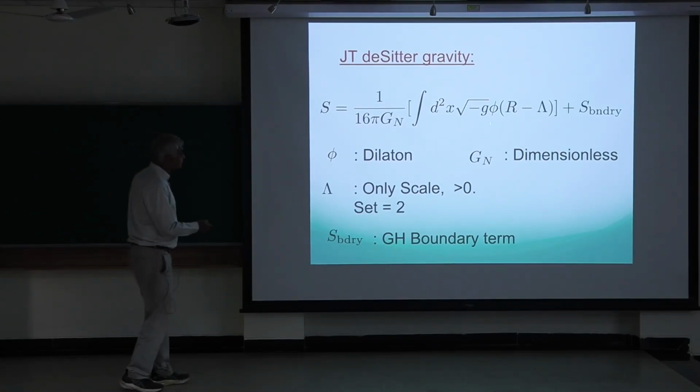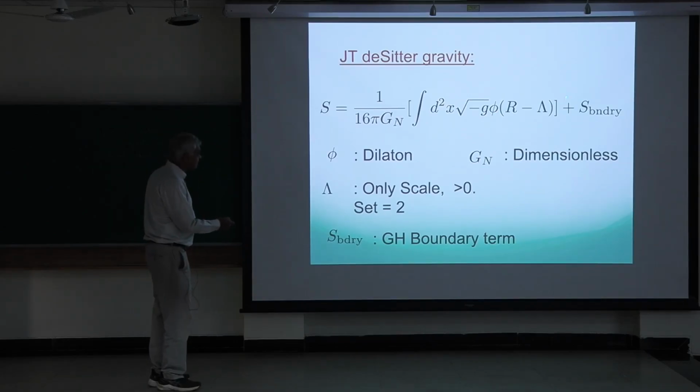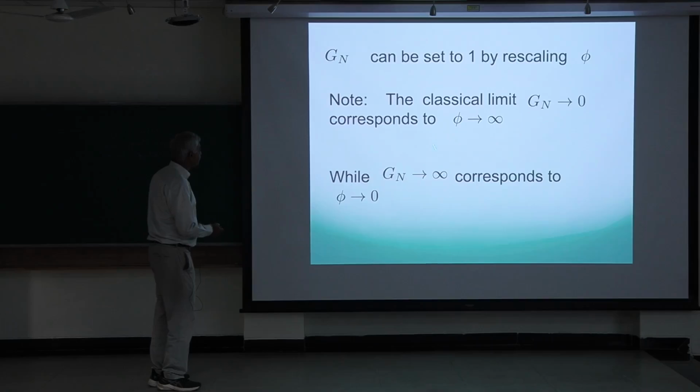And what you can do, as you can see, because phi multiplies the whole bulk action here, R minus lambda, I can rescale phi to absorb G Newton. Okay. And that's what I'll typically do.